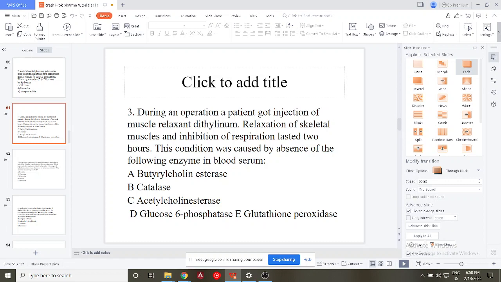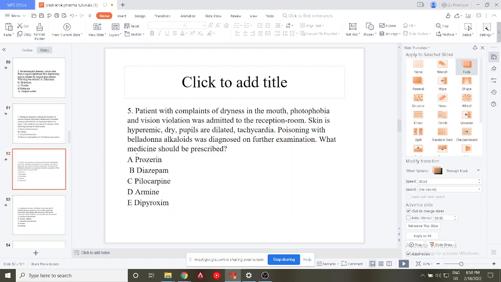During an operation, a patient got an injection of the muscle relaxant dithylinum. Relaxation of skeletal muscles and inhibition of respiration lasted 2 hours. This condition was caused by absence of the following enzyme in the blood serum: Butyrylcholinesterase. Good job. So what's another name for butyrylcholinesterase? Pseudocholinesterase. Yes, take note. This is a very important question for Krok.